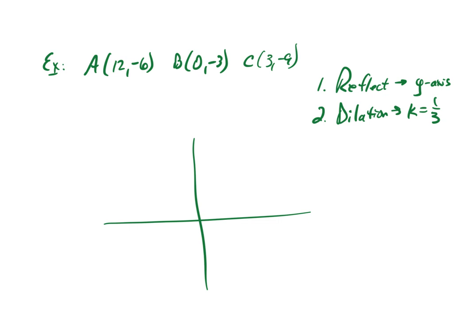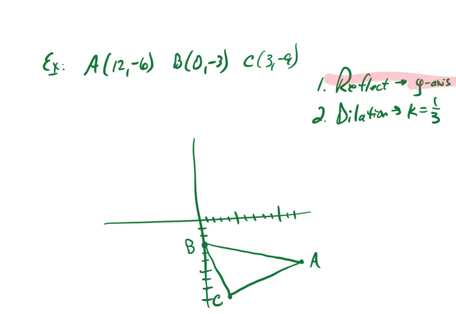So I need you to go 12 to the right, 1, 2, 3, 4, 5, 6, 7, 8, 9, 10, 11, 12, and down 6. Stay in the middle, go down 3. And then 3 to the right and 9 down is right about there. And then when I connect A to B to C and back to where we started, that's the triangle that we're starting with.